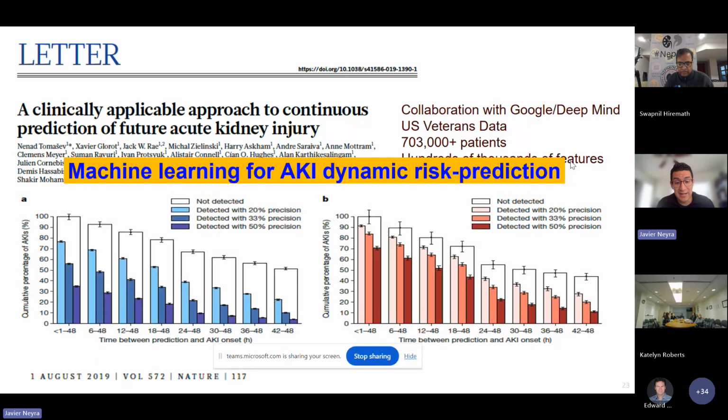As you can see, this model had a very good performance for this rolling dynamic risk prediction, and it was very encouraging. Although this may not represent your population and may not be applicable in every electronic health record, it proved the concept that dynamic risk prediction can have very good performance, and therefore is a potential solution to identify patients at high risk.